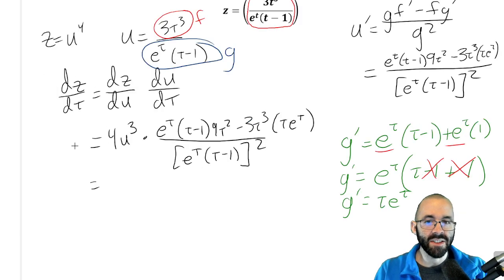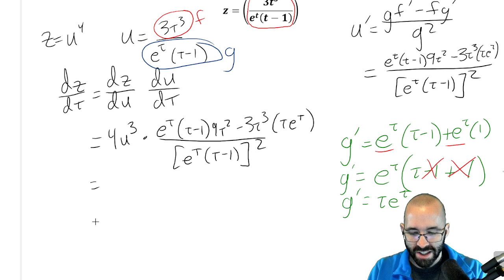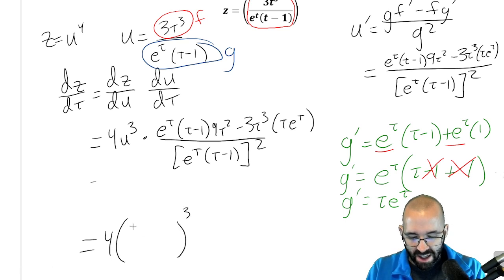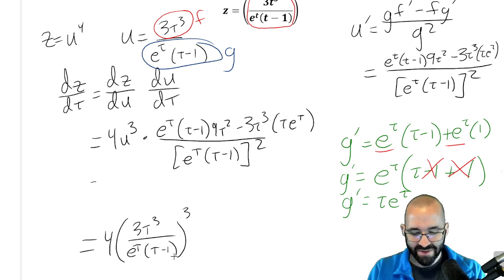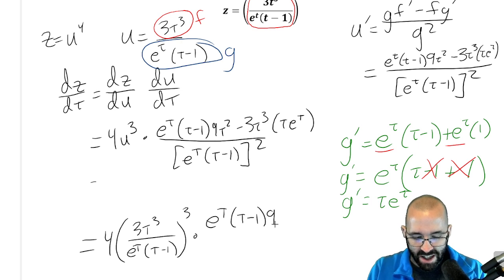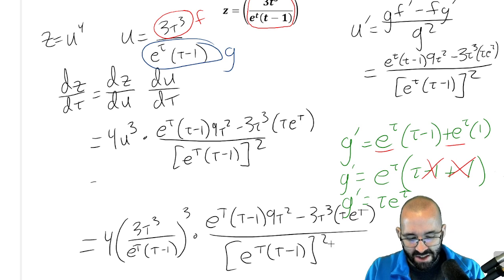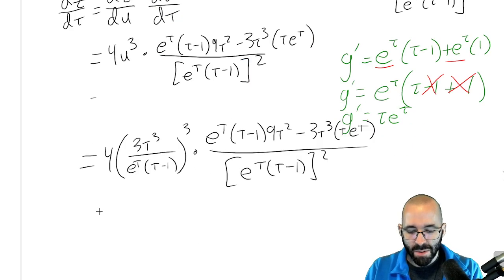The last thing that's left is, what is u? U is all this. You have to replace it. So we're going to get 4 times u cubed, and u is 3t cubed, for e to the t times t minus 1, times all this stuff, e to the t, t minus 1, 9t squared, minus 3t cubed times t e to the t, all over e to the t times t minus 1 squared, and then simplify.